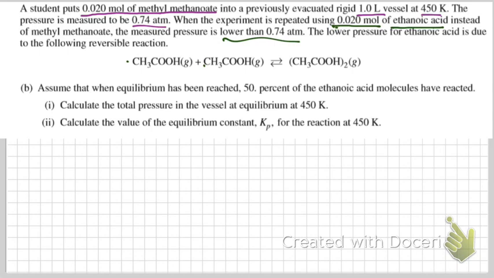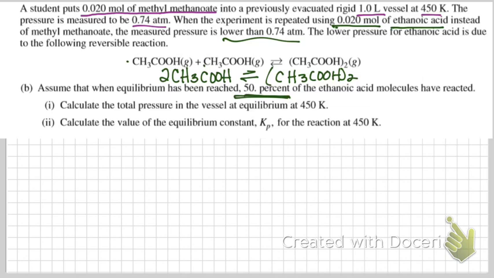So this is actually the same as if you had said 2CH3COOH yields CH3COOH. And what makes this different is that these two molecules are attached to each other, so it is a different compound. Okay, so assume that when equilibrium has been reached, 50% of the ethanoic acid molecules have reacted.